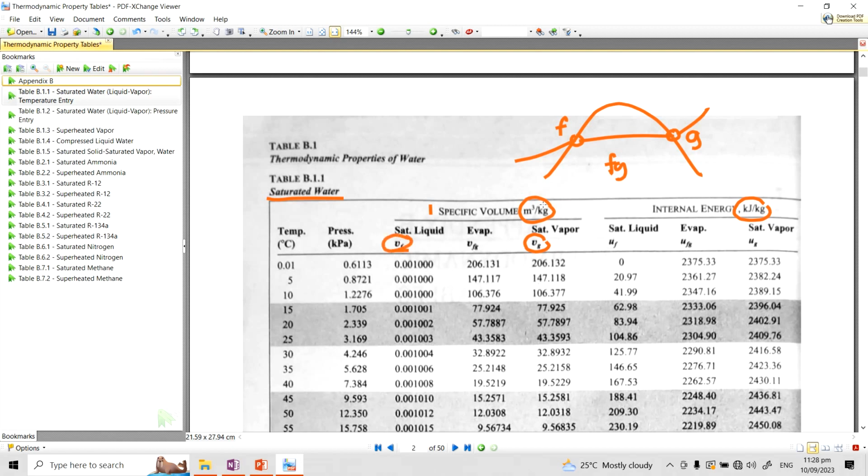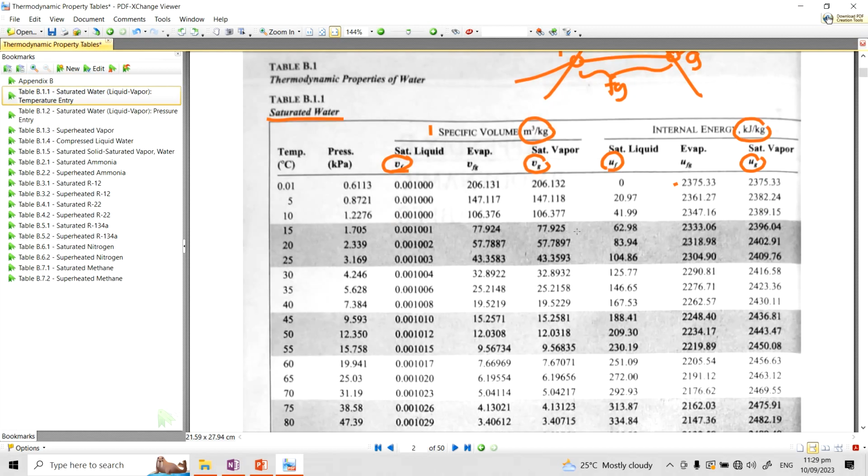And corresponding to this entire volume change here, that's going to be Vfg. So again, it's not anywhere in between, but rather the Vfg corresponds to the entire volume change from point F to point G. So it's the same with this internal energy. We have Uf, Ug, and the change between these two points is the Ufg. Right, so you see 2375 minus 0, so it's this one.